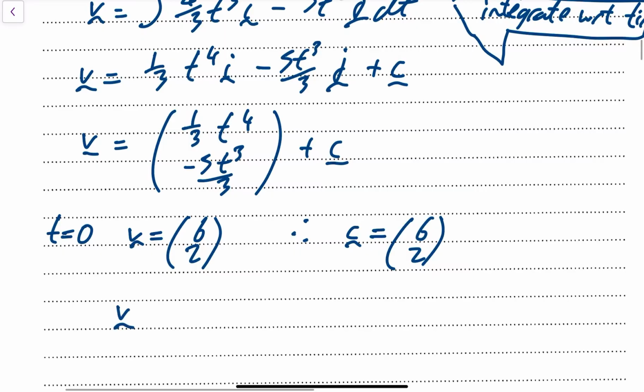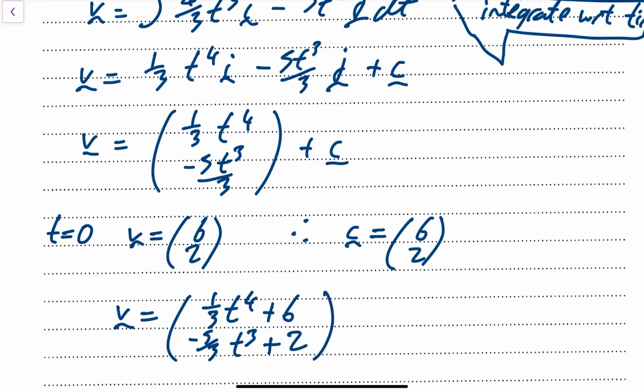Now write your v again, and again I'm going to write it in column vector form. I'm going to squeeze the c into it. So 1/3 t to the 4 plus 6, and I'll write that this time as minus 5 over 3 t cubed, and then plus 2. So there's what my velocity vector is.